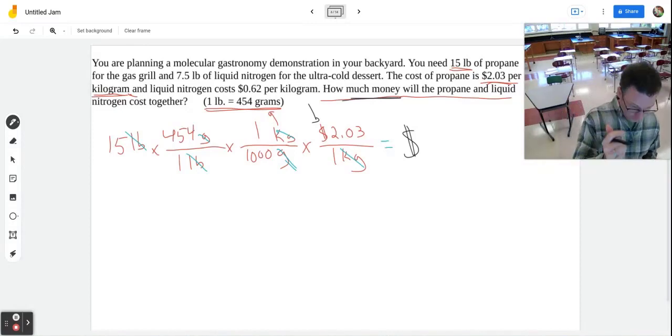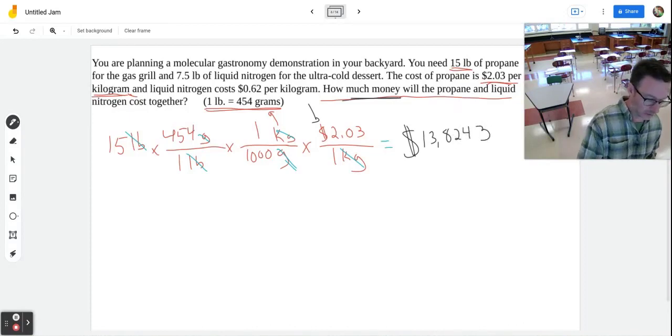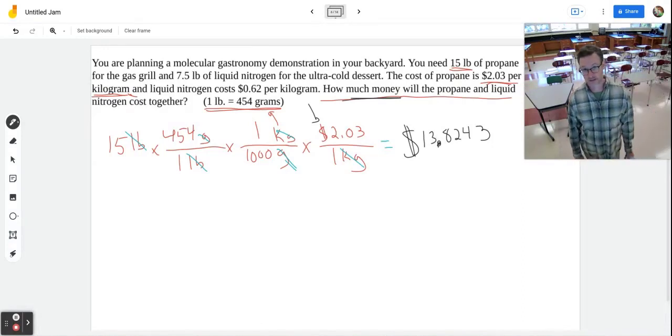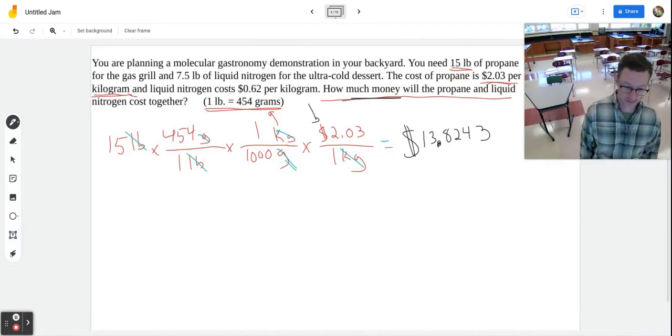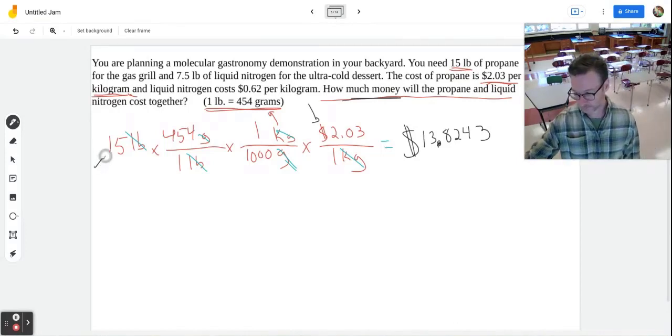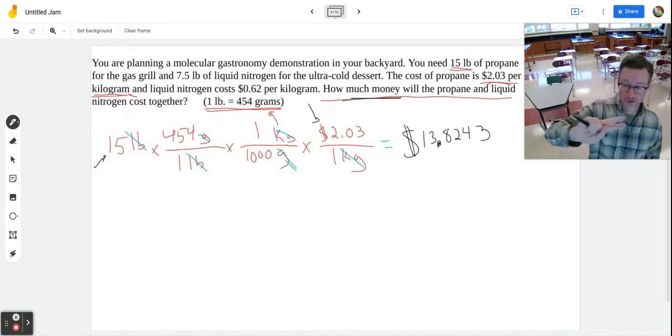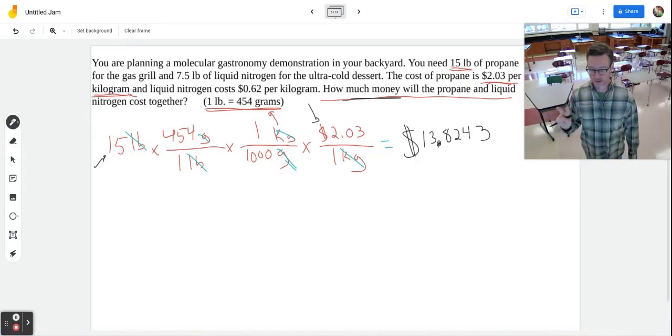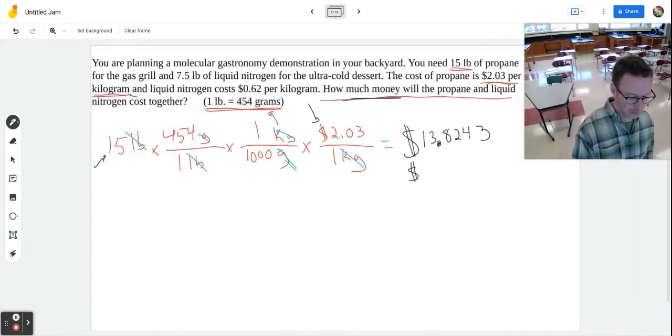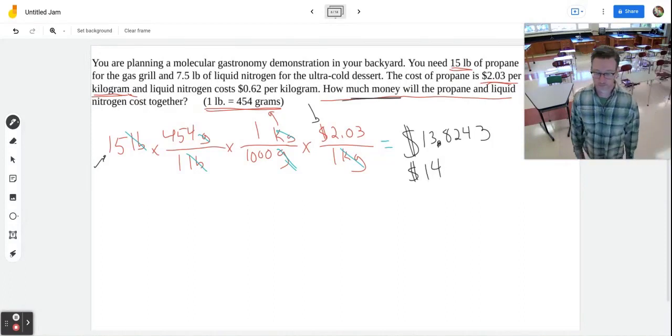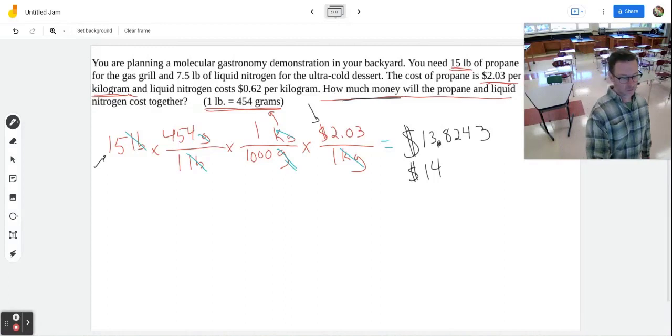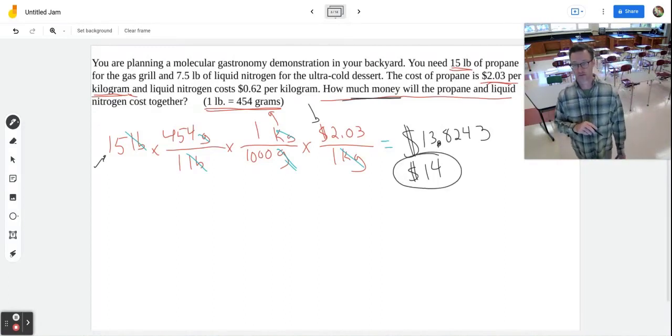So when I do that, I find that it's 13.8243. And hopefully right away you say, well, that is way too many digits, way too many decimal places for sure. Go back to your original amount. It was 2 digits, no decimal places. But this is multiplication and division, so we're really looking at the digits. 2 digits means my answer must be only 2 digits, so I round it to 14. Okay, 13.8 rounds to 14. So that is the final answer for the cost of propane given that I need 15 pounds and the price per kilogram.